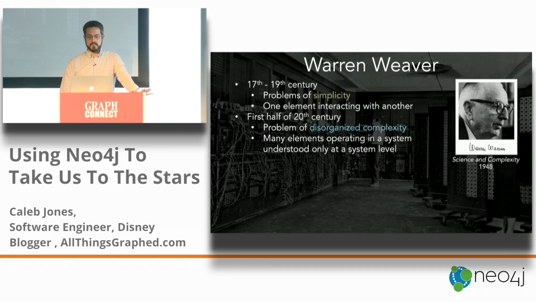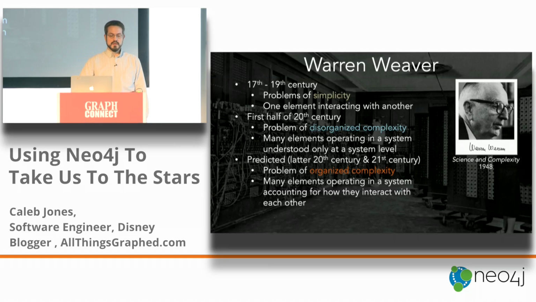When he wrote this essay, it was the tail end of this period. It was the problem of disorganized complexity. What that means is basically a kind of black box. You're studying a system, but you're studying the system attributes itself, disconnected from the notion of elements acting on each other. Then he predicted, projecting a little bit, that we're going to have to deal with the problem of organized complexity. And that, he said, was basically many elements operating in a system and understanding the system, accounting for those interactions, the elements. And that, to me, just screams graphs, right?